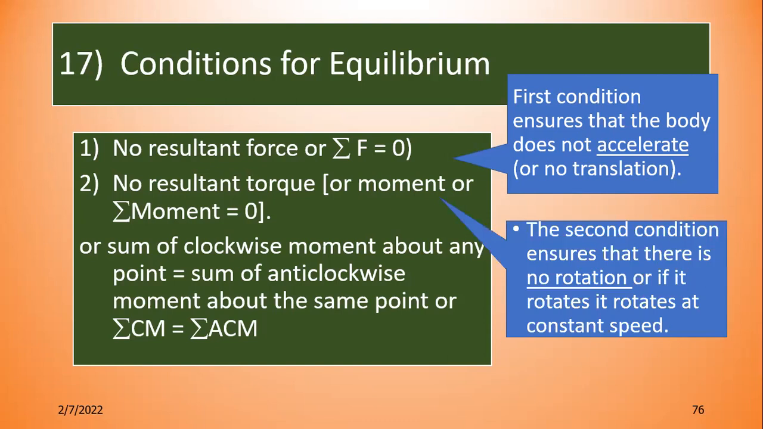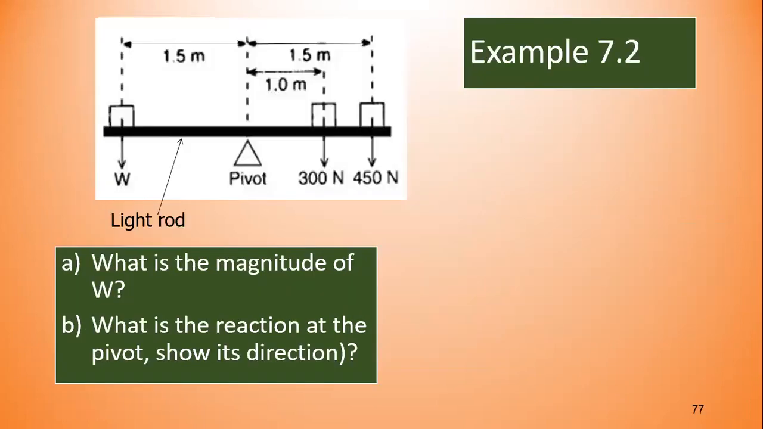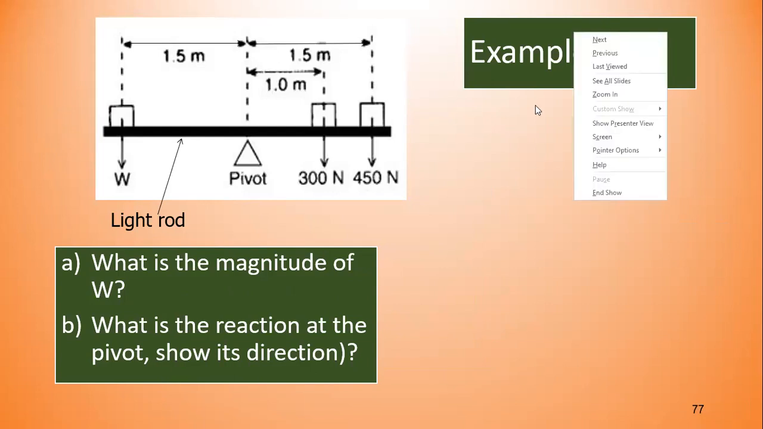Linear motion is with constant speed. The second condition ensures there's no rotation, or it rotates with constant speed. It doesn't become faster and faster. What is the magnitude of W? What's the reaction of the pivot?